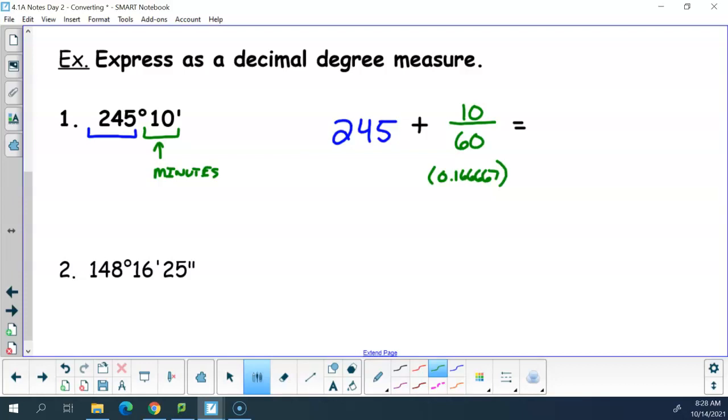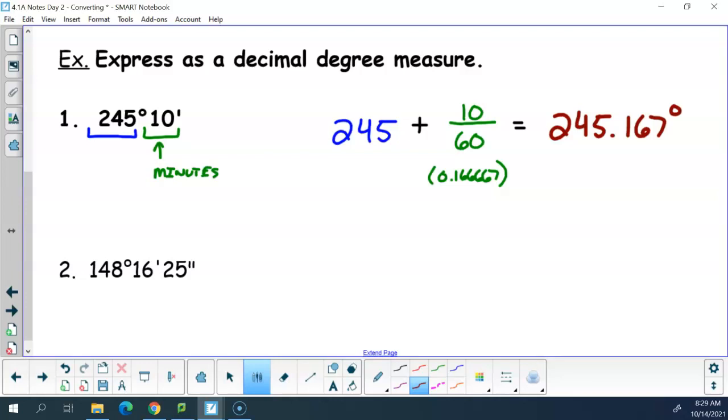We usually round to 3 decimal places. So in degrees, minutes, and seconds, it's 245 degrees, 10 minutes. In decimal degrees, which is what we call the other one here, it's 245.167 degrees. Those two are not exactly the same form, one's in degrees, minutes, seconds, one's in decimal degrees, but they represent the same thing.